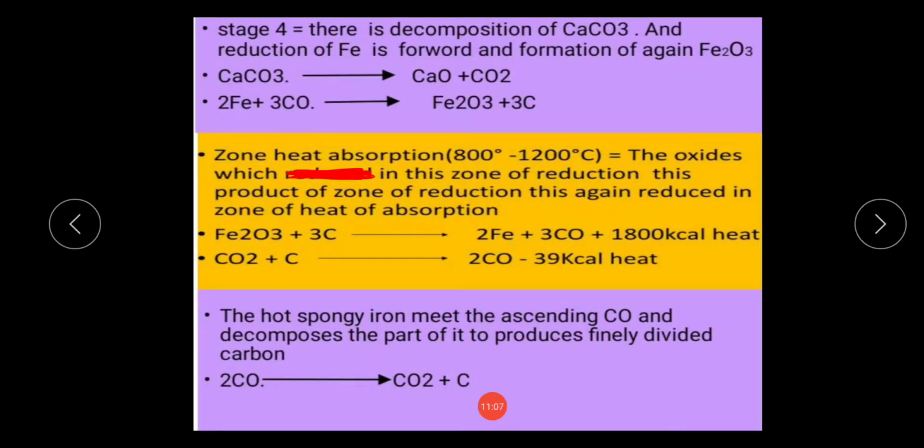Now we discuss the reaction which is conducted in the zone of heat absorption. Such reaction is ferric oxide is reacted with the carbon to form iron plus carbon monoxide, and this reaction is an exothermic reaction. So 1800 kilocalorie heat is evolved.